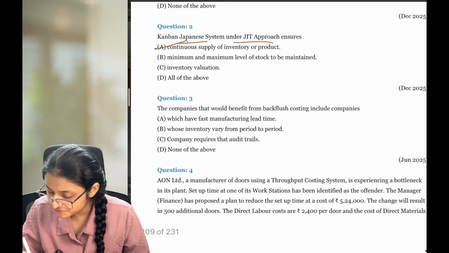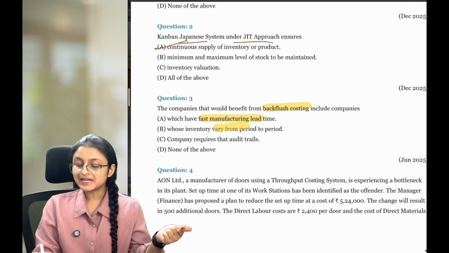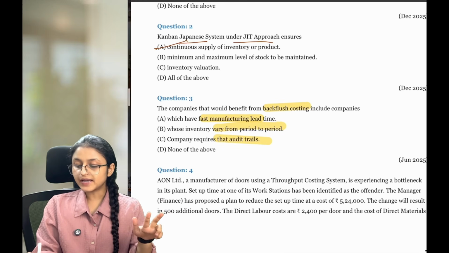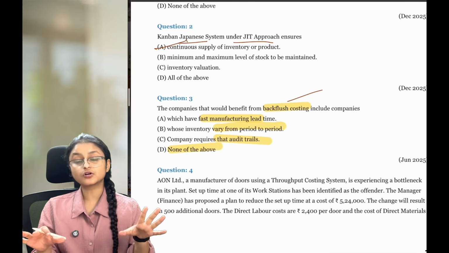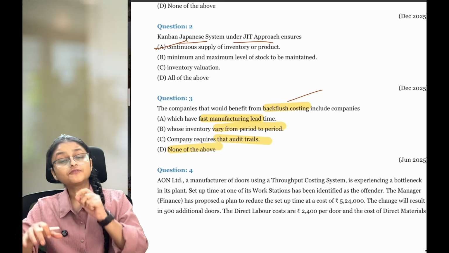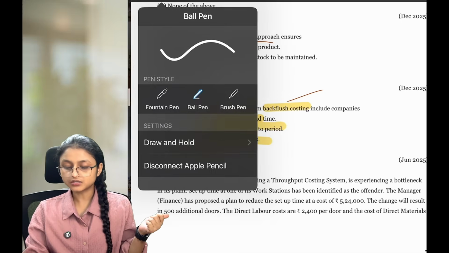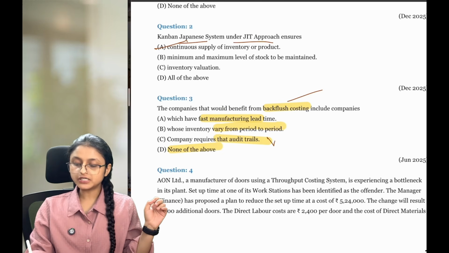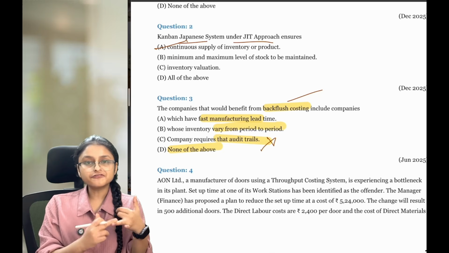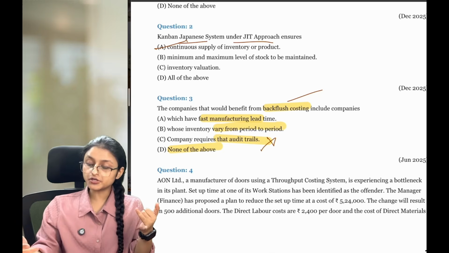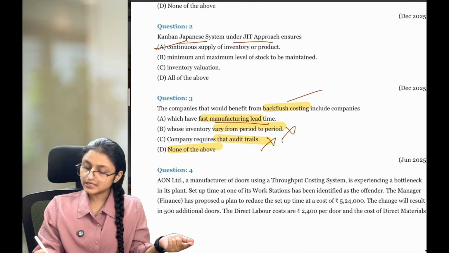The companies that would benefit from backflush costing include companies which have fast manufacturing lead time, whose inventory varies from period to period, companies requiring an audit trail, none of the above. So you need to understand that backflush costing is the costing which is done after completing everything. After producing your final product, you are recording everything and not recording it in between. That is not used for audit trails. For audit trails, you should have the recording at the time when you are doing that particular thing. Okay? Whose inventory varies from period to period. If your inventory is varying from period to period, you can't use backflush costing. You can use that only and only when fast manufacturing lead time is there.